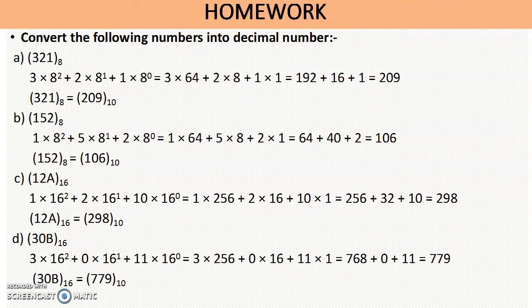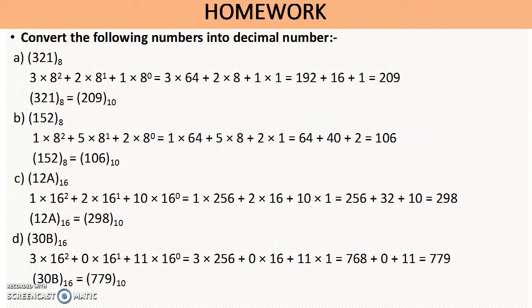The second number was 152 to the base 8. Again we will do the same procedure. We will multiply 1 with 8 to the power 2, 5 with 8 to the power 1, 2 with 8 to the power 0. By adding these, we will get 64 plus 40 plus 2. The result will be 106.